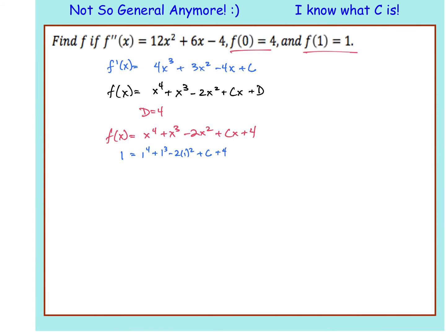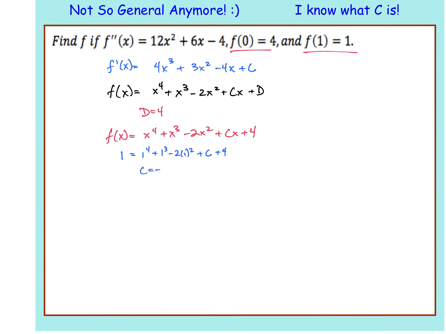All right, let's do some math here. So 1 to the 4th is 1. 1 cubed is 1 minus how much? 2. So those go away. So that's awesome. So I have c plus 4 equals 1. So c equals what? Negative 3. So c is equal to negative 3.